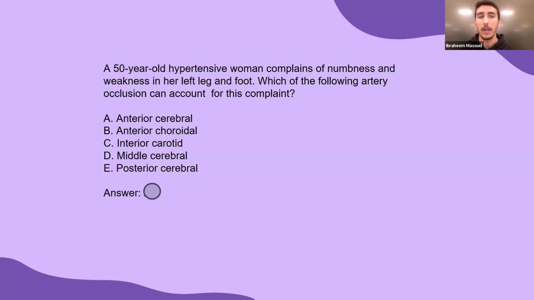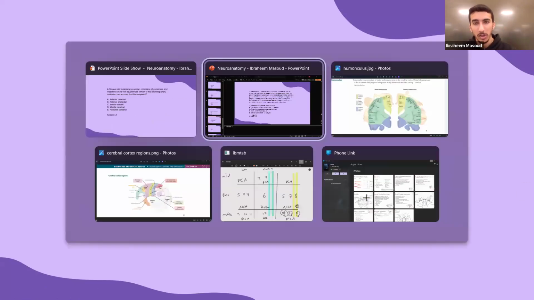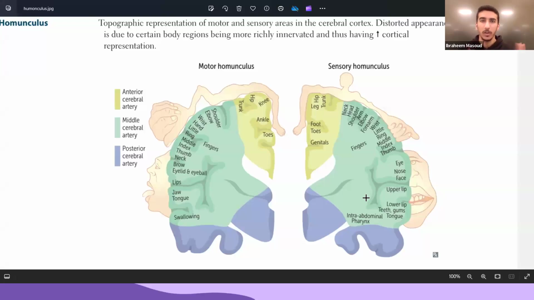Okay, numbness and weakness in the left leg and foot. Which of the following arteries is this? Now, this is the homunculus I'm talking about. You need to know the homunculus to know what's happening here. Why A, my friend? Why did you say A? Okay, you both said A, actually, and it's correct. So let me just go through the homunculus, because this is very important.